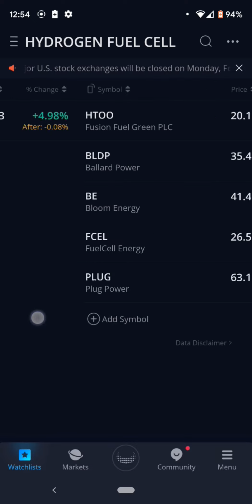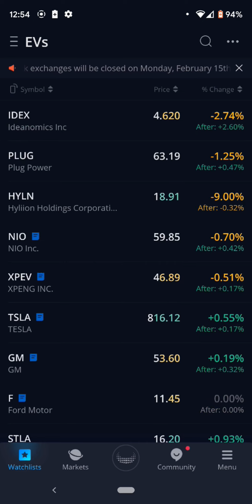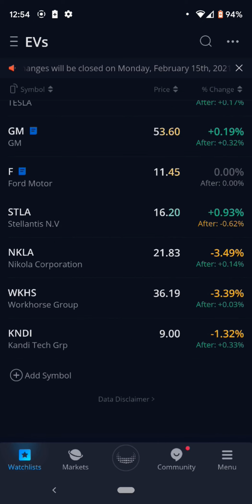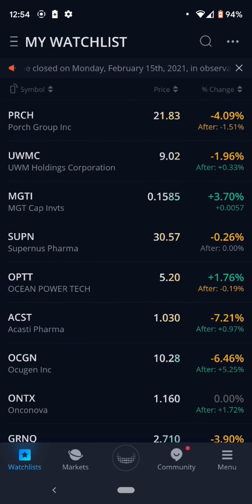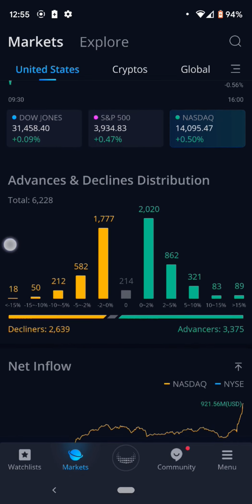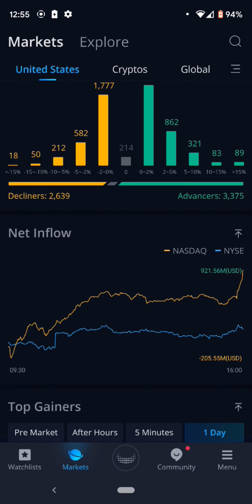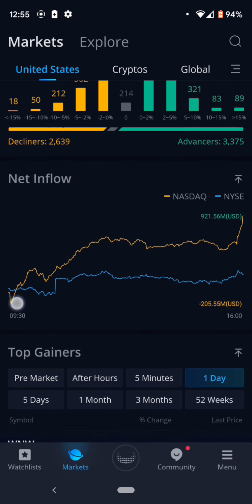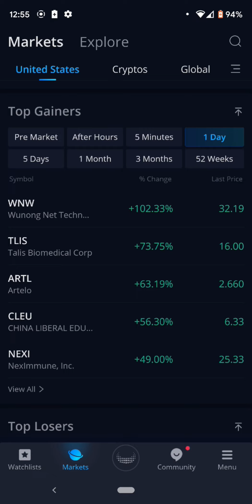It has a lot of information on it. These are the 3 indexes: the Dow Jones, the S&P 500, and the NASDAQ. All up on Friday. So you can see overall advances and declines in the market. We had more advancers than decliners on Friday, which is good. And you can really see that on the NASDAQ, especially the open and the close. You see a lot of inflow. So this is a really important part of the app that I use a lot.